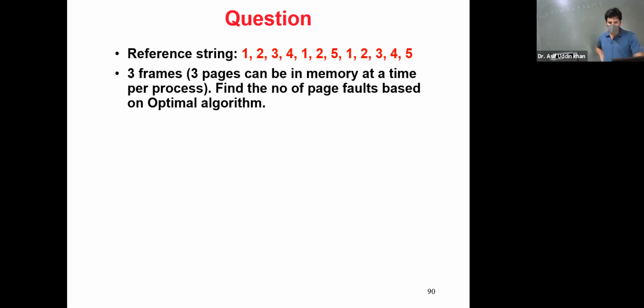You may get this question in exams. This long question comes. Okay, so understand it.